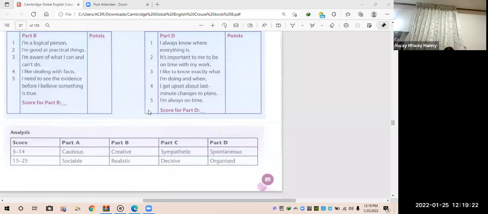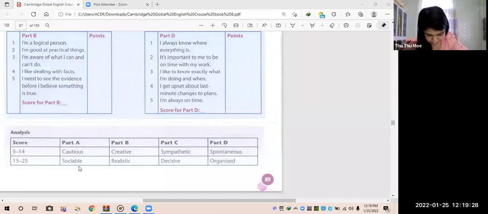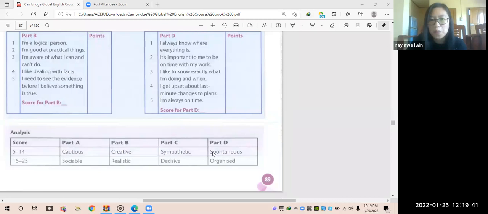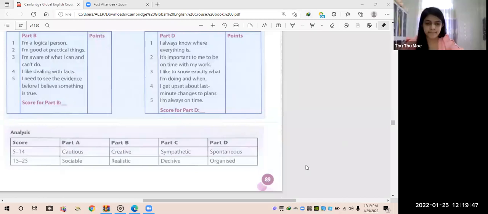Part A, I got 15, so I'm sociable. Part B, 9, so I'm creative. Part C, I got 14, so I'm sympathetic. Part D, I got 25, so I'm organized. 25. Okay, you're organized. So you're quite different from them, right? Okay. This time, Jason.